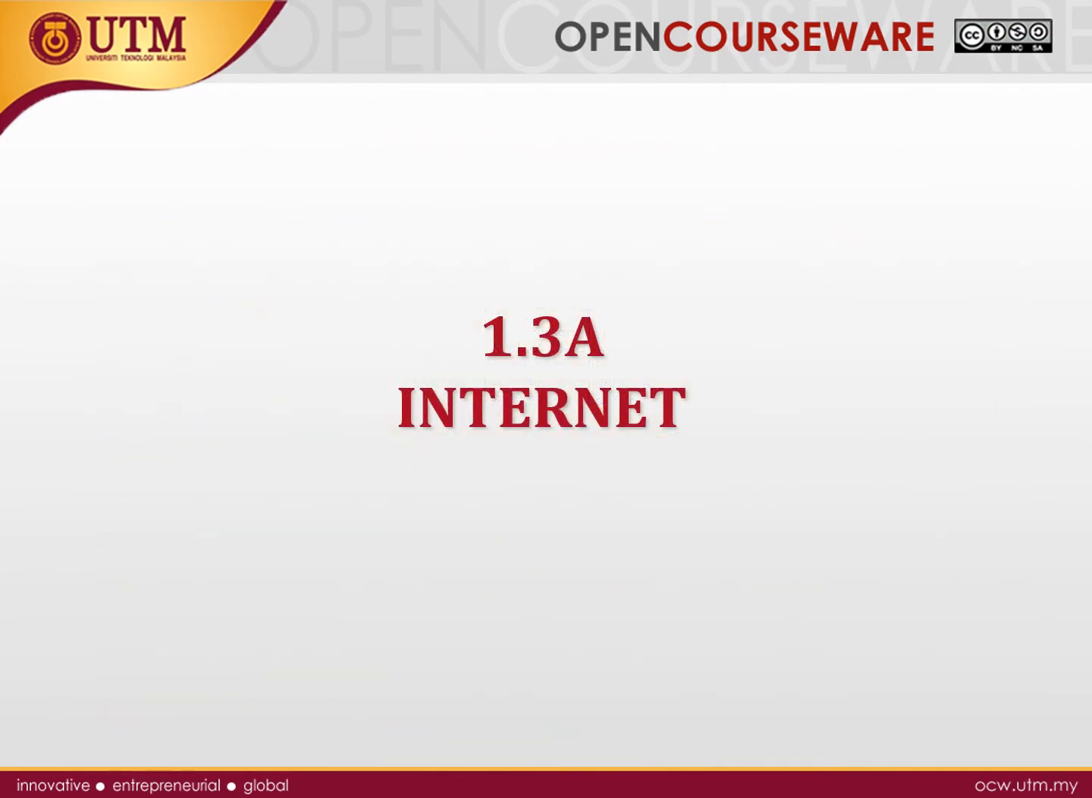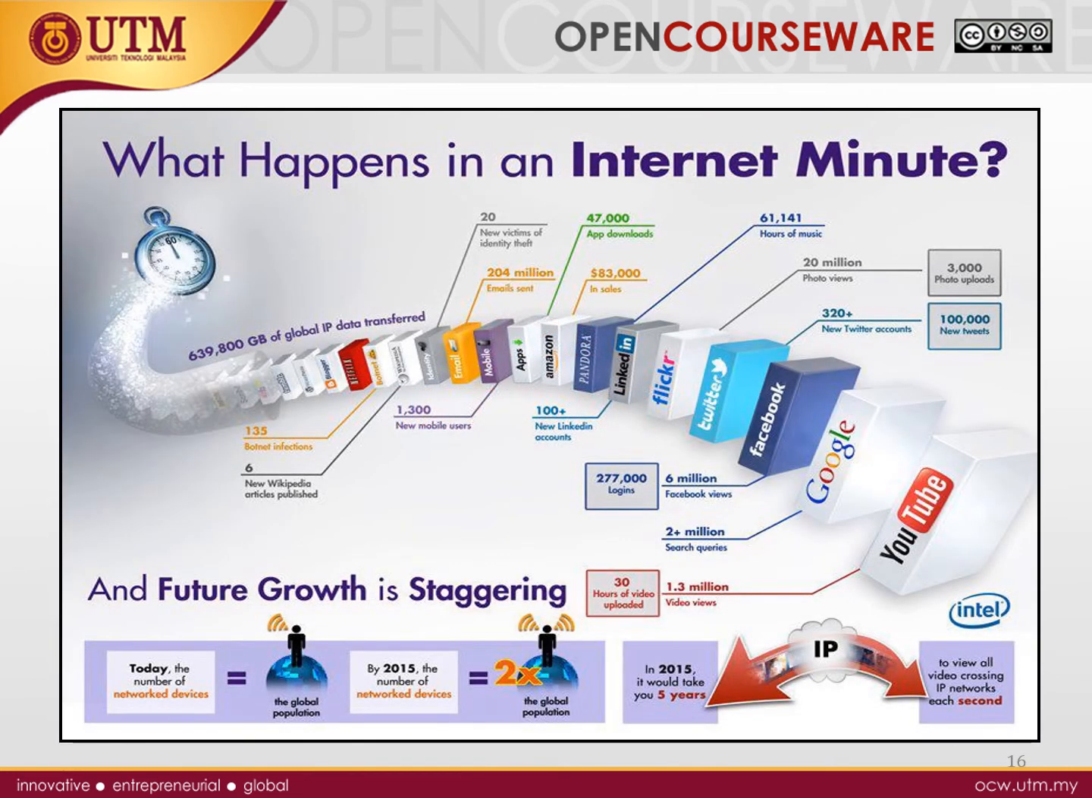Alright, so now we have discussed briefly the history of telecommunication technology and computer technology. Let's have a look at the internet. What does internet mean, how does it work, and what does the internet provide for human beings? And before we go on and define the internet, let's see what happens on the internet in 1 minute.